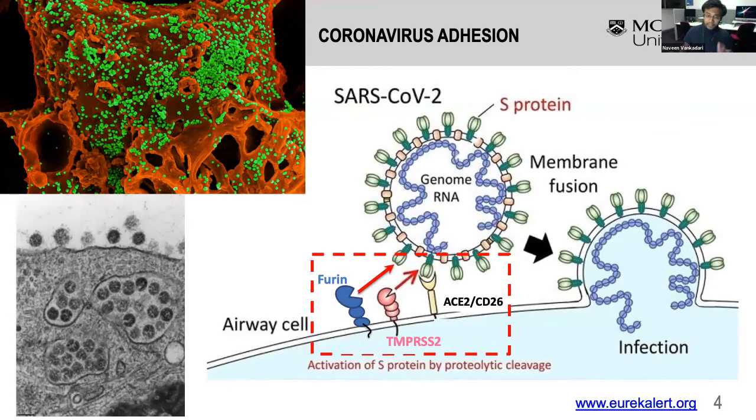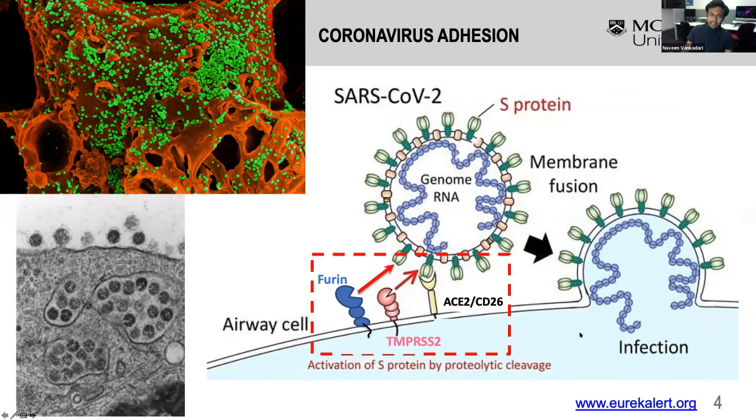Today, I'm going to explain how SARS-CoV-2 engages three key receptors, processing enzymes or host components: furin, TMPRSS2, and ACE2 and CD26.